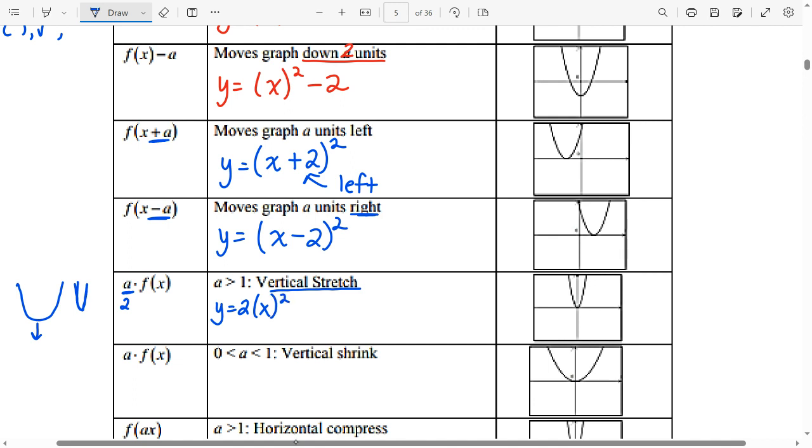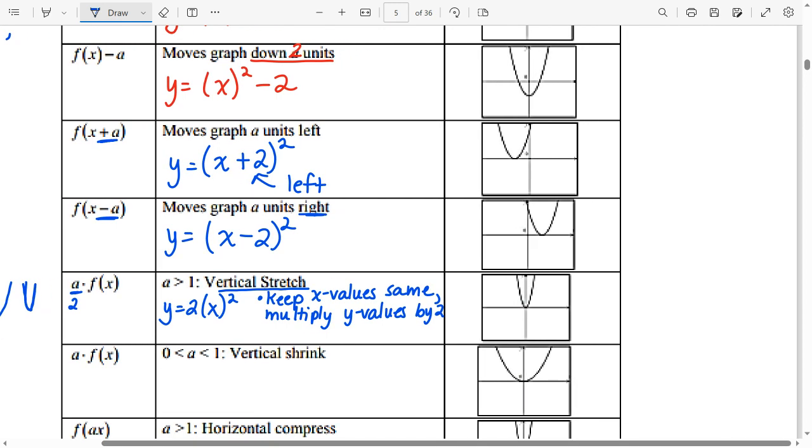And so what this does to the points, you're going to keep the x values the same for the parent function, but then you're going to multiply all the y values by 2. So let's talk about that. My parent function, y equals x squared, I know has points at 0, 0, 1, 1, and 2, 4.